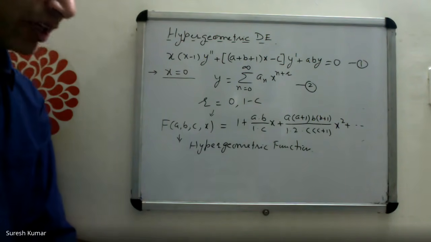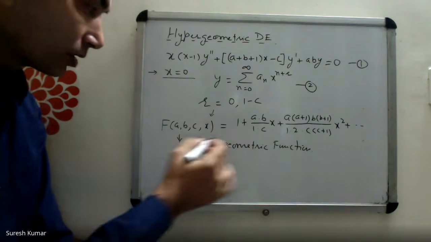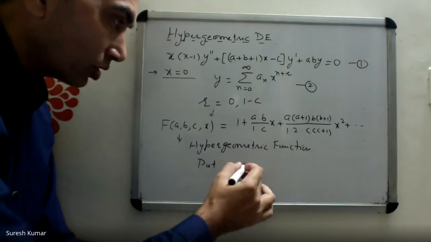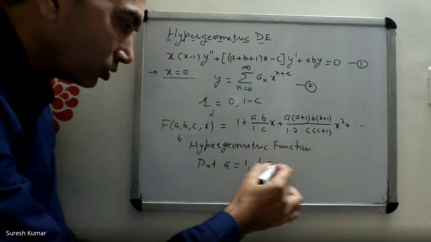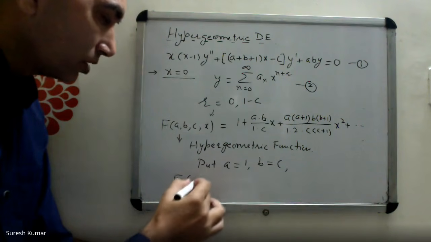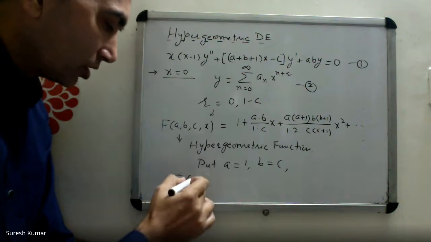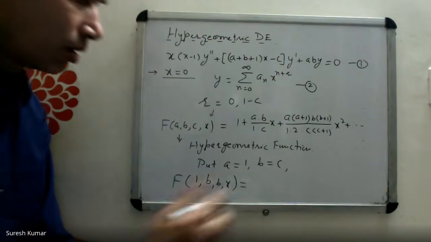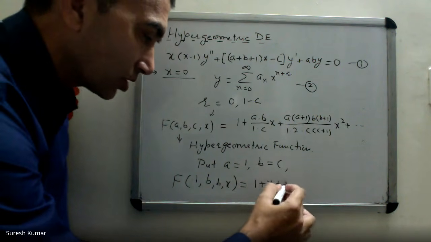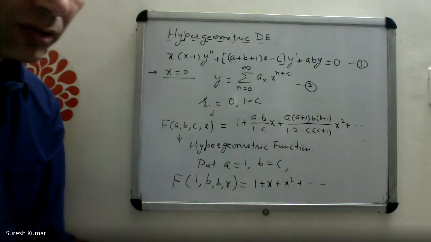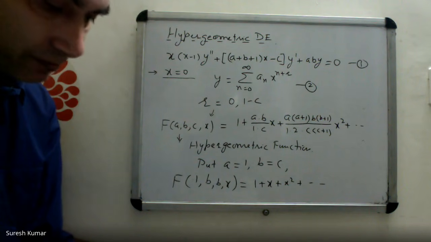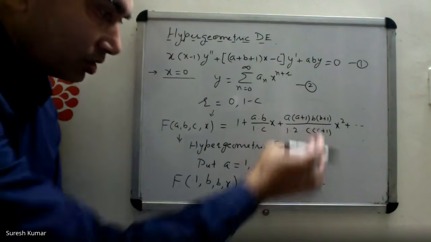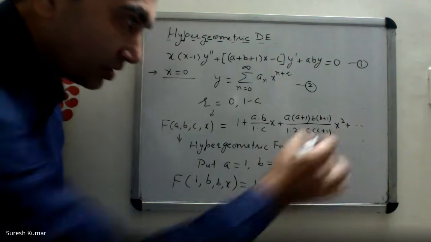Now let me explain why we call it hypergeometric. In this series, if you choose a equal to 1 and b equal to c, what do you get? F(1, b, b, x) gives you 1 plus x plus x square and so on. What is it? A geometric series in x. So this series is more general than the geometric series, and in that sense it is called hypergeometric.